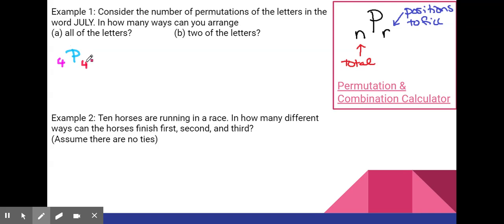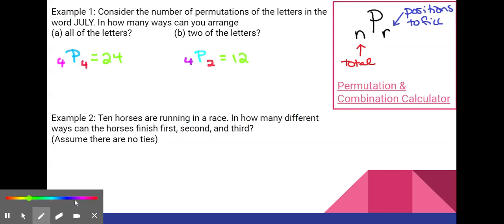4P4. Okay, when I do 2 letters, well, again, I have 4 letters total that I'm looking at, and I'm going to be picking 2 of those letters. So 4P2, and then you'll put it in the calculator, and we went through in class how you would do that to get your values. And in the end, in the calculator, nice and easy. It'll give you the 24 and the 12 that we saw.